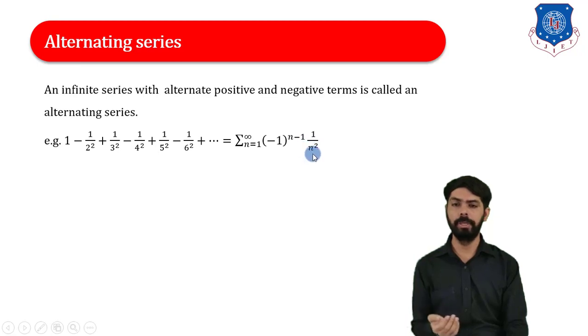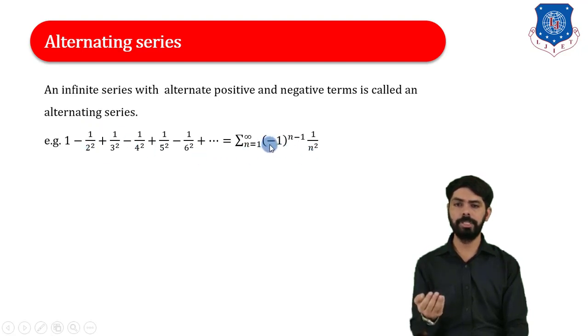divided by n square. Because here if we replace n by 1 in this, so here it will be (minus 1) raised to 1 minus 1, so (minus 1) raised to 0, so it will be 1 into 1 divided by 1 square. So first term will be 1. Same way here if we put n equal to 2 in this, so here (minus 1) raised to 2 minus 1, so (minus 1) raised to 1, so it will be minus 1 into 1 divided by 2 square, so it will be minus 1 divided by 2 square.